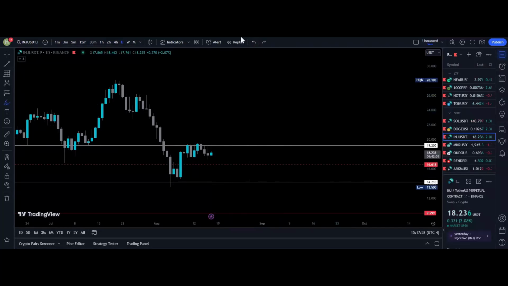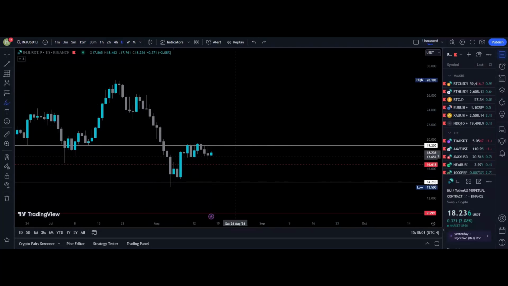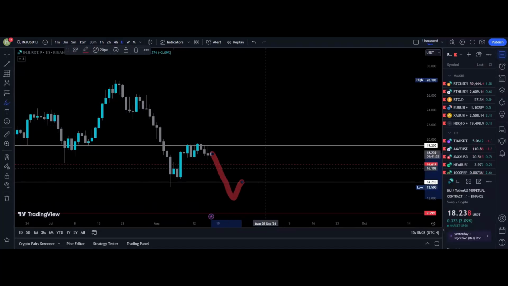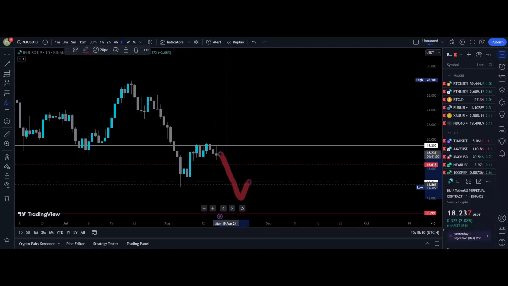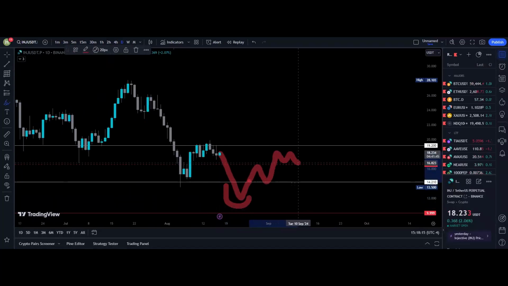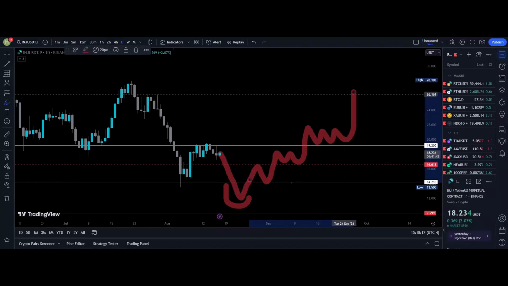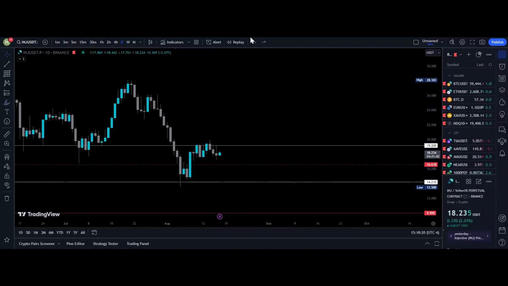Now, whatever setup is offered, align it with BTC. If we have broken down like this and are retesting this, while BTC has started to pump from a major support level, you will see this as just a fake breakdown, reclaiming this zone and then pushing higher.